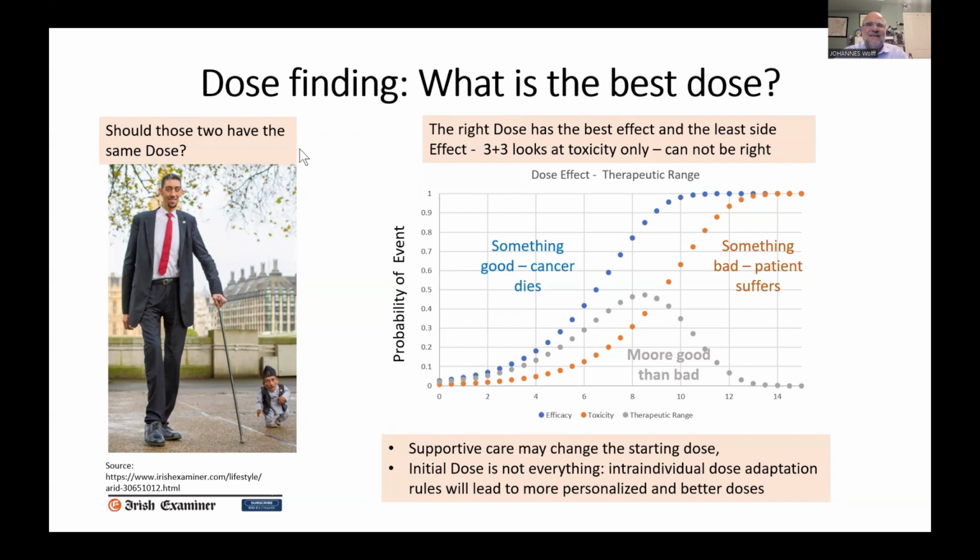First of that is the general concept that there is such a thing as a right dose for everybody. Look at these two people. It appears that they both have some joint problems, some orthopedic things, and maybe drugs could help them. Would you think that person should get the same dose as that person? Of course not.